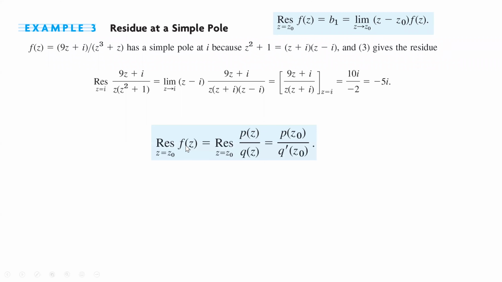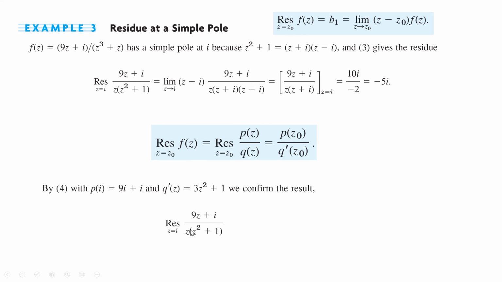This was the second formula. Residue will be, if you can write it as two polynomials, you just take the derivative of the denominator, not the derivative of the whole thing, remember. The derivative of the denominator and then evaluate at z naught. So P in this case will be 9z plus i, and then P at i becomes 9i plus i. And Q prime of z, the derivative of the denominator, becomes 3z squared plus 1, right?